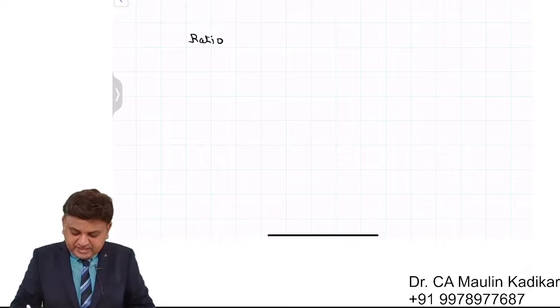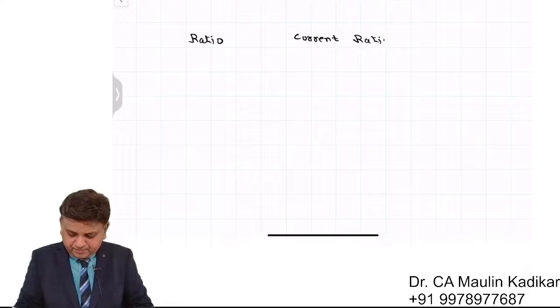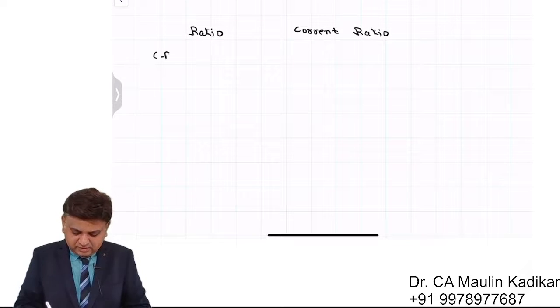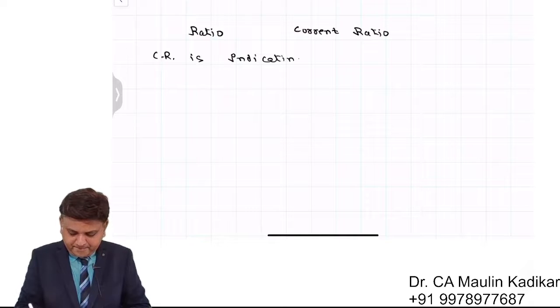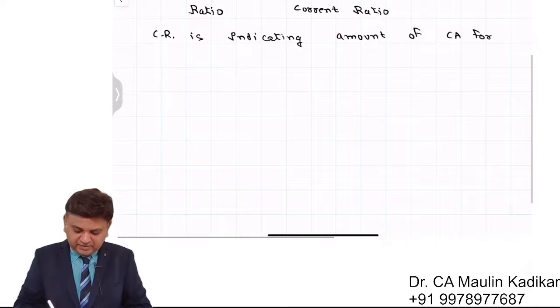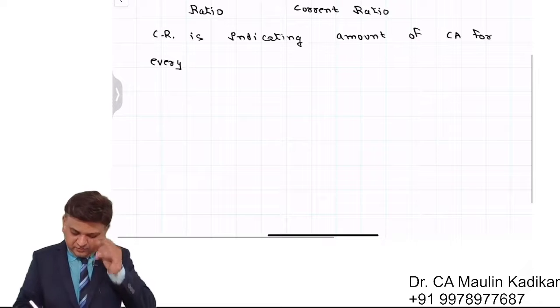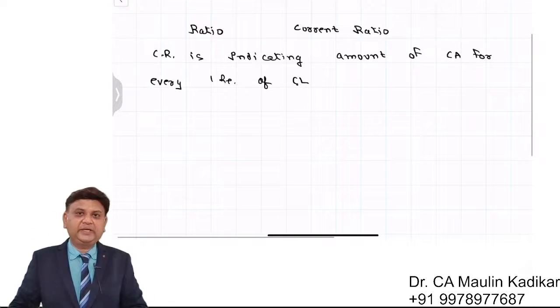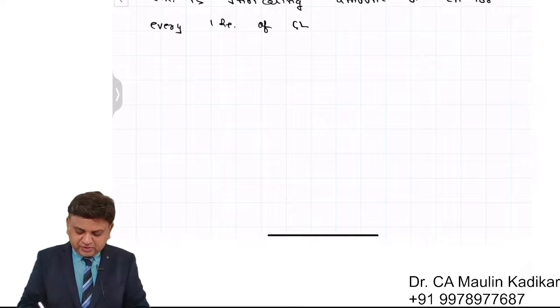For example, we make the calculation of current ratio. Now, what do we understand with the term current ratio? Current ratio is indicating the amount of current assets for every 1 rupee of current liability. I request all of you to pay attention, don't write anything. Current ratio is found as current assets upon current liabilities.